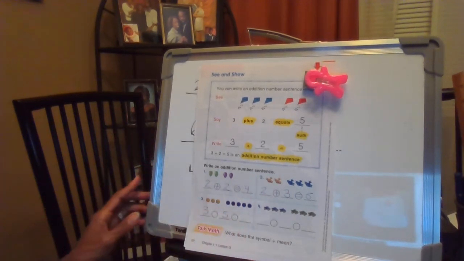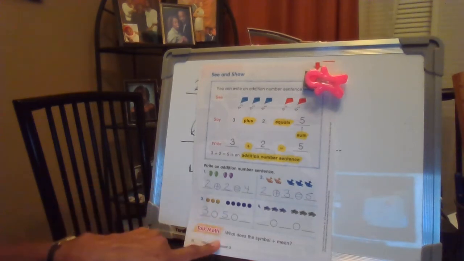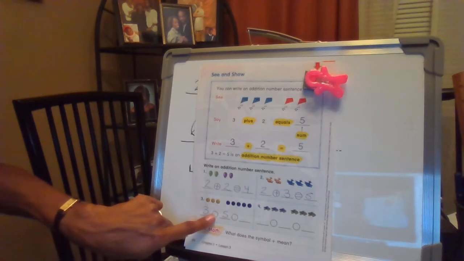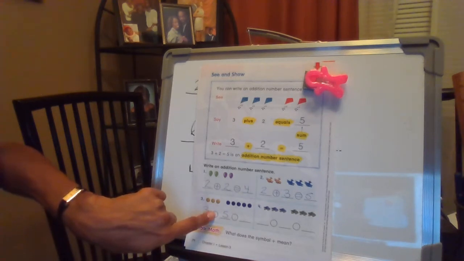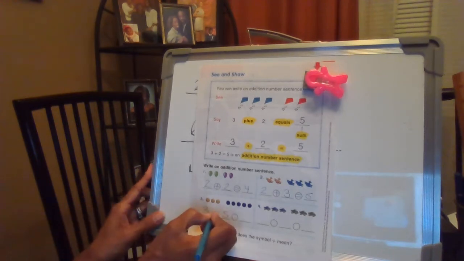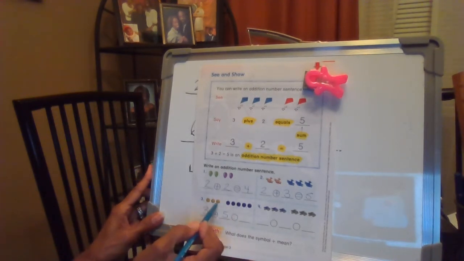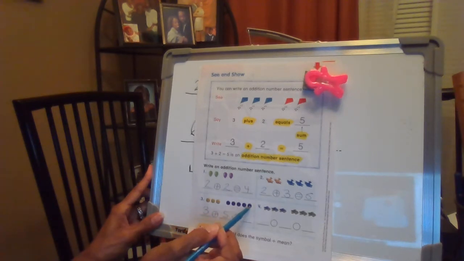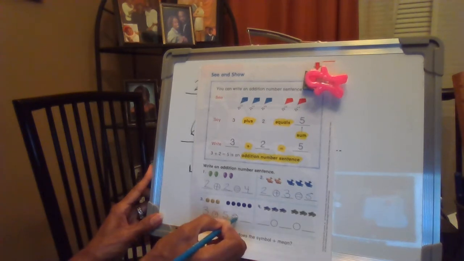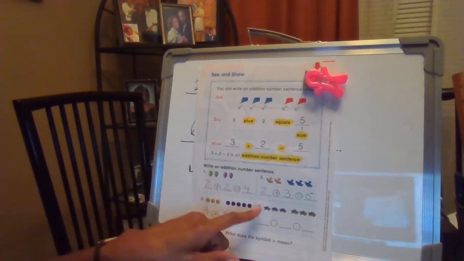Now, in order to find how many we have in all, you must join the 2 groups and then add your plus symbol and your equal symbol and count how many there are in all. So 3, 4, 5, 6, 7, 8. 3 plus 5 equals 8.